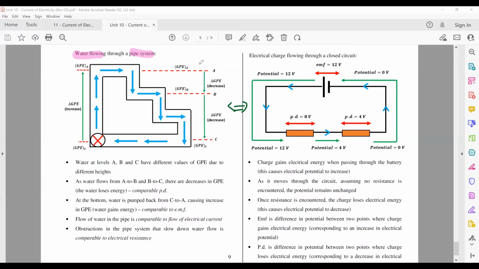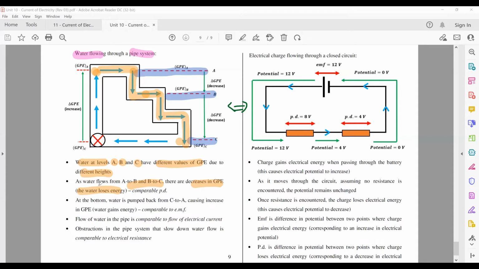So let's go with something that's more familiar first, the case of water flowing through a pipe system. Let's just say right now we have a pipe system that looks like this, and there are three different levels: level A, level B, and level C. And then we start from here. Okay. So whenever you have water at levels A, B, and C, either here, here, or here, they will have different values of GPE because they are at different heights. So if you have water that flows from A to B and then from B to C, there will be decreases in GPE because there's a decrease in height. The water is actually losing energy here.